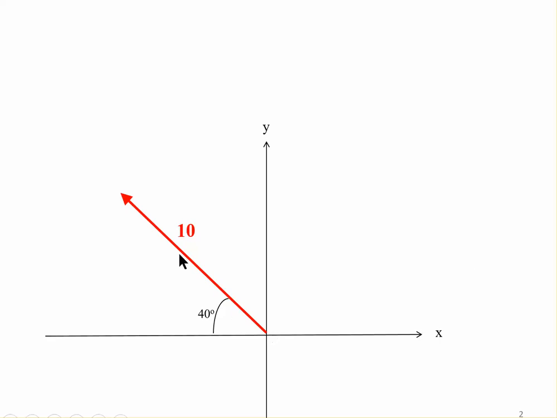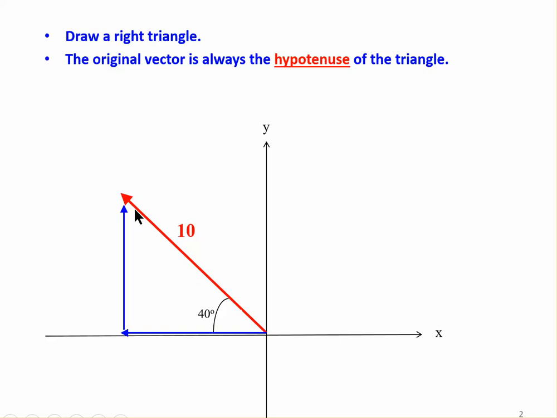So let's say I have a vector, here it is, of length 10 pointing in this direction, and I have a coordinate system, an xy coordinate axes, and my goal is to break up this vector into its xy components. The first step is I'm going to draw a triangle. I want to form a triangle such that the two legs of the triangle add up to the original vector. So I'm forming a right triangle. Make sure that the original vector that you're trying to break up into its xy components is always the hypotenuse of that right triangle that you draw.